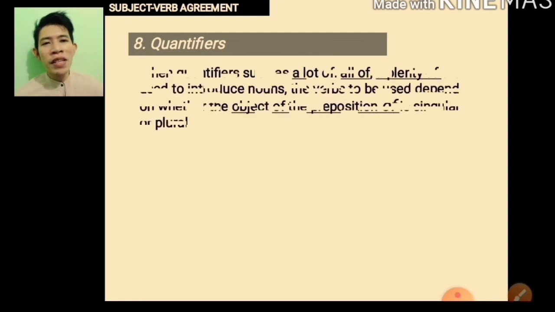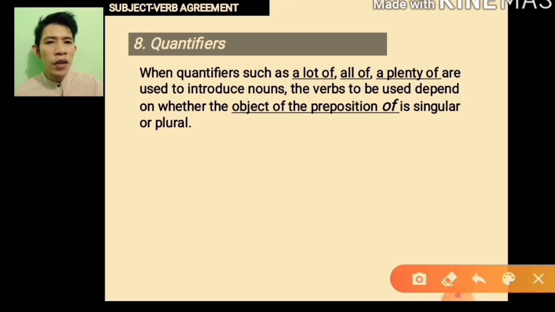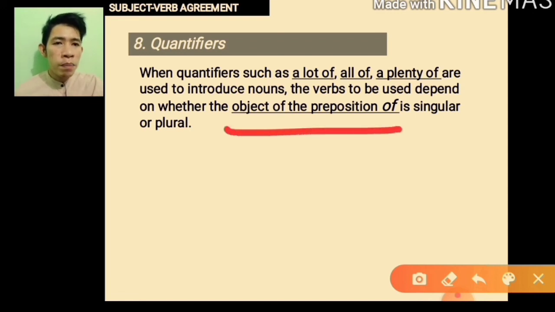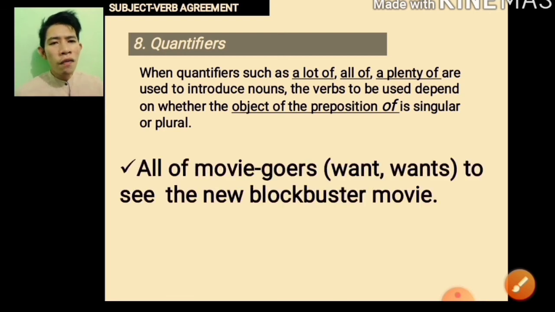Kapag quantifiers naman ang pinag-usapan, when quantifiers such as a lot of, all of, a plenty of are used to introduce nouns, the verbs to be used depend on whether the object of the preposition of is singular or plural. Again, kapag merong ganong quantifiers, ang palagi nating titignan is yung object of the preposition of. Ano halimbawa niyan? All of moviegoers wants to see the new blockbuster movie.